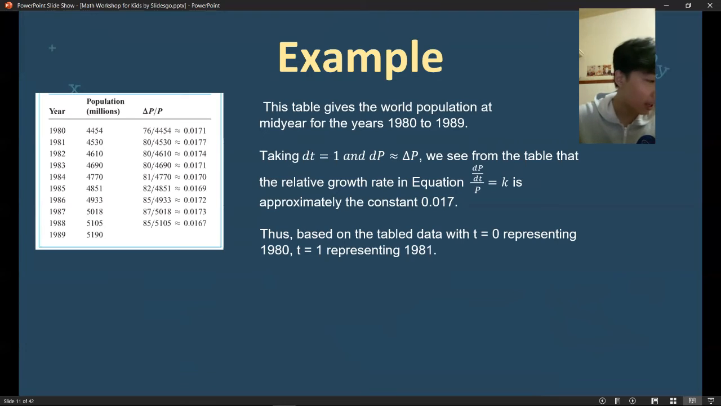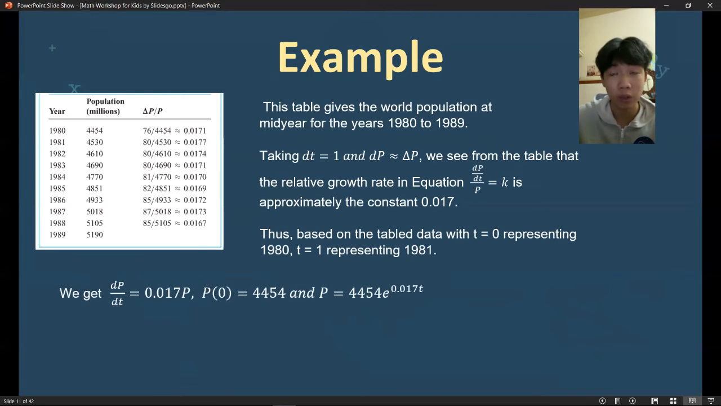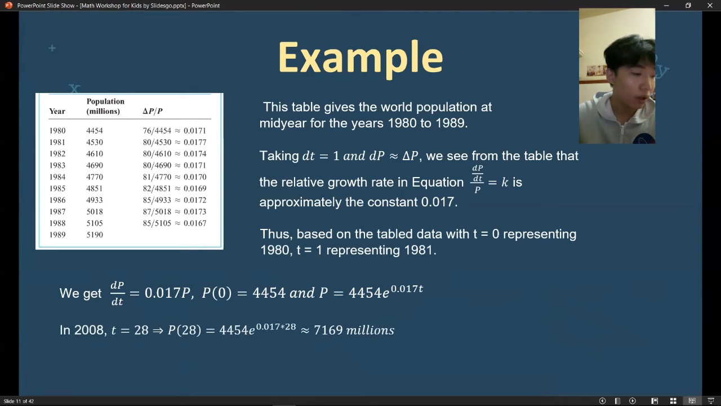In this case we get dP over dt divided by P equal to 0.017, and P0 is equal to 4454, so we can write P as 4454 e to the power of 0.017t. Then we can predict that in 2008, where t is equal to 28, we plug that in, and we find the population to be approximately 7,169 million.